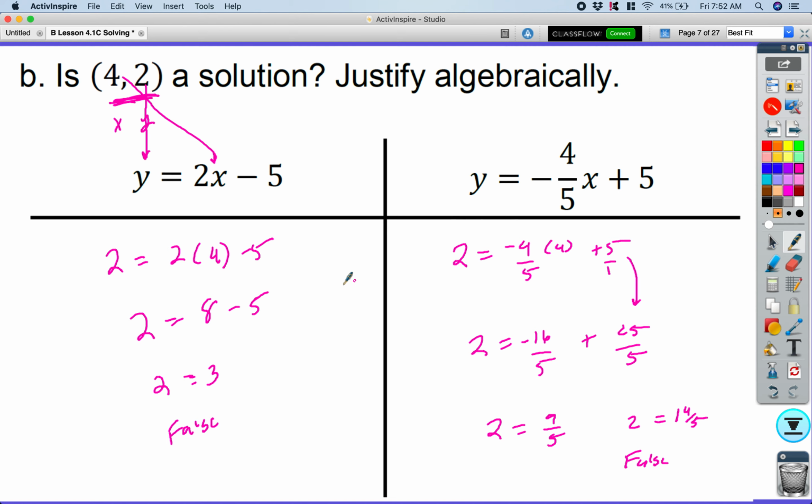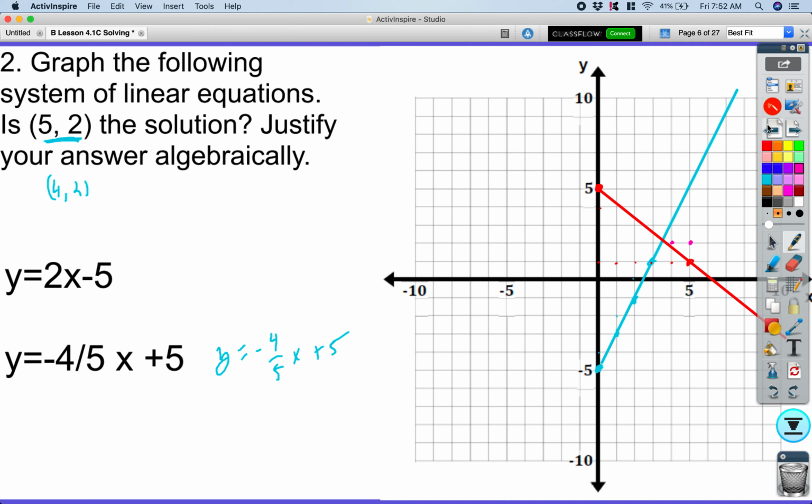So we just figured out that in this example, this point is not on either line, because I ended up with a false statement on both. And just like the previous example, you can see that whether it was this point or this point, none of them land exactly on the line. They're a little over on it.